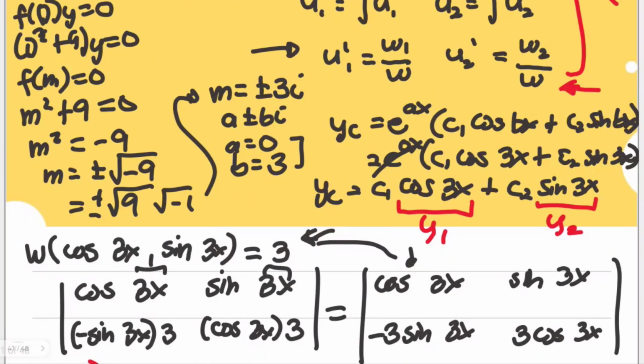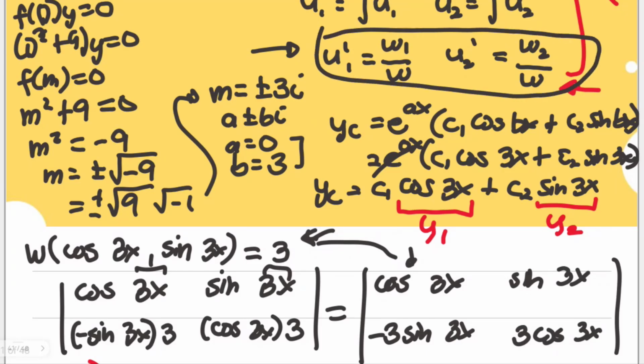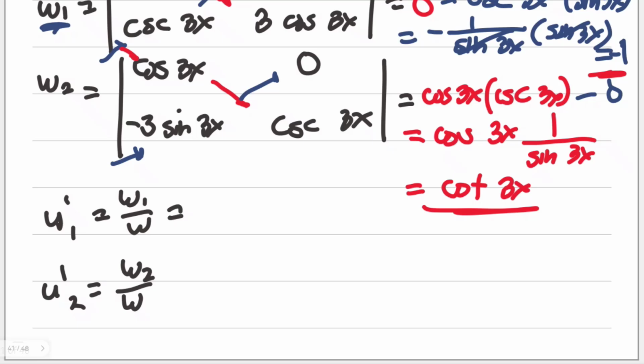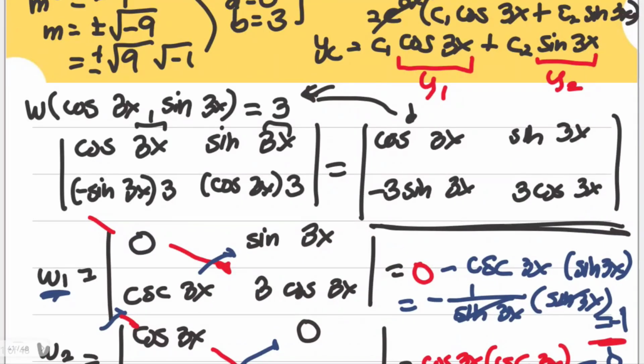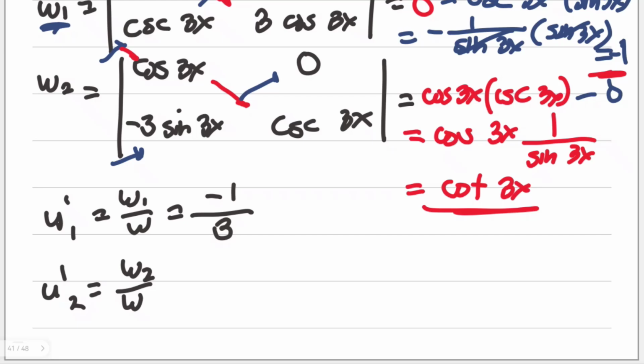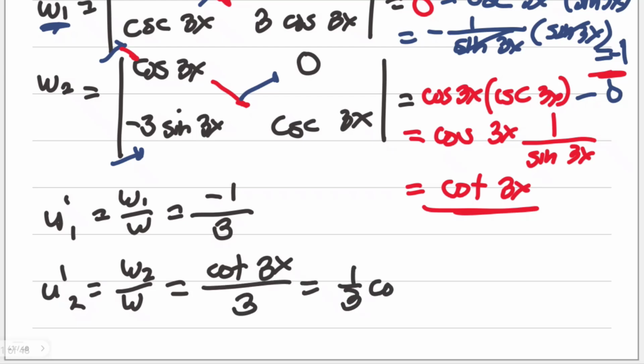of W sub 1, this one here, I'm emphasizing this entry, that's actually u prime sub 1. That's the ratio of W sub 1 and W. And u prime sub 2 is the ratio of W sub 2 and W. W sub 1 is negative 1 over our W, which is 3. So negative 1/3. That's the u prime sub 1. Here, you will have cotangent 3x over 3. So you can rewrite this as 1/3 cotangent of 3x. These are now our u prime sub 1 and u prime sub 2.